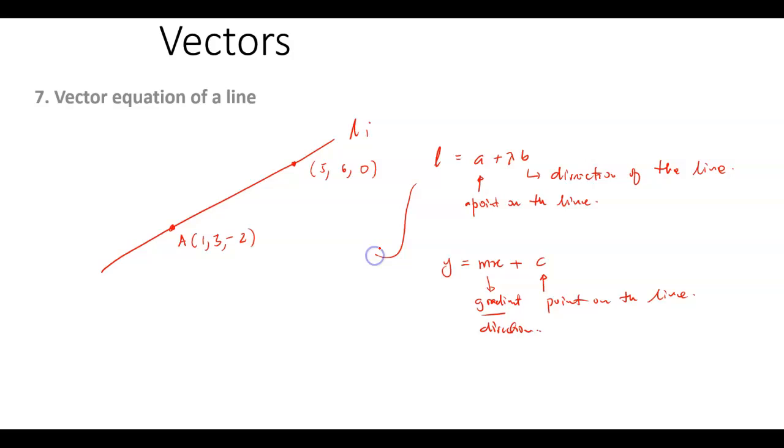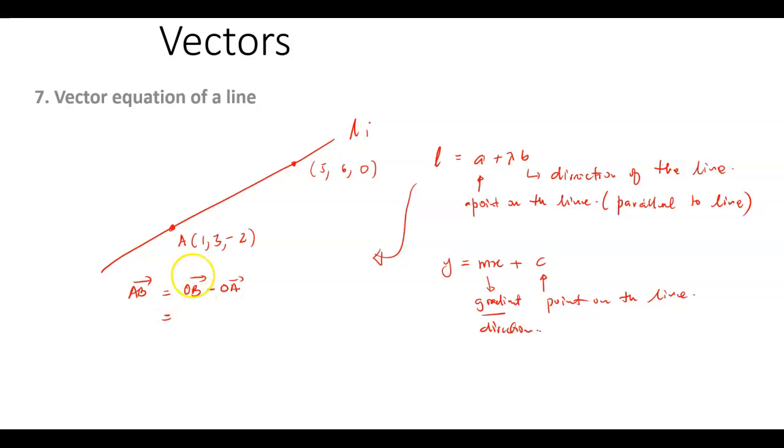A line in vector form is just any point on the line and a vector that's parallel to the line. This is the direction of the line: the vector parallel to the line. Now over here, the line runs from A to B. That means AB will be the direction vector. AB is OB minus OA.